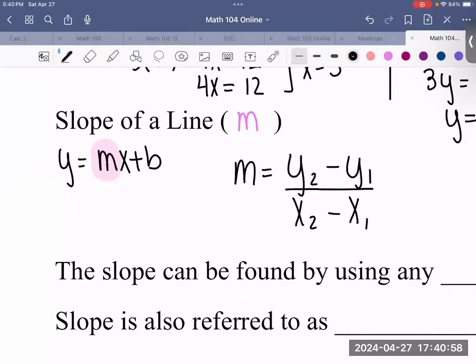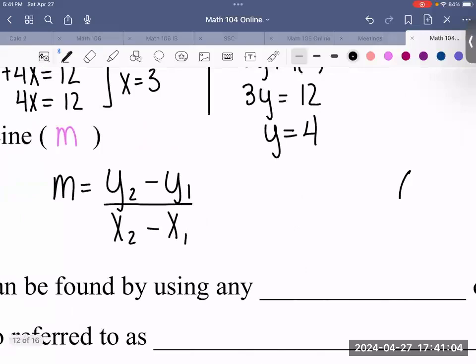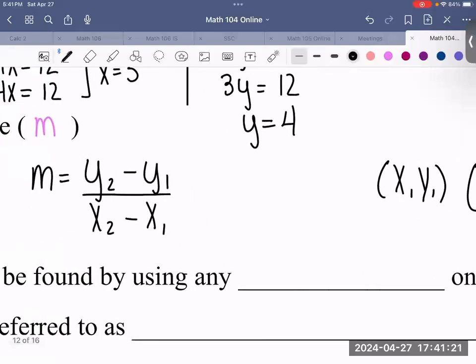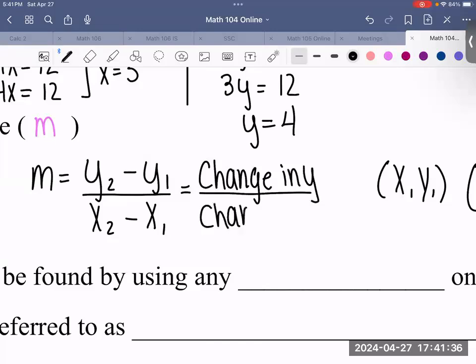Now, what is y2 minus y1, x2 minus x1? Well, these are points on your line, points coming from your coordinates. We have x1 and y1 and x2 and y2. All you have to do is sub them in once you have your equation. Now, your slope is also called what? What do they kind of abbreviate it to? Some of you might say the change in y over the change in x. I hear that one quite often.